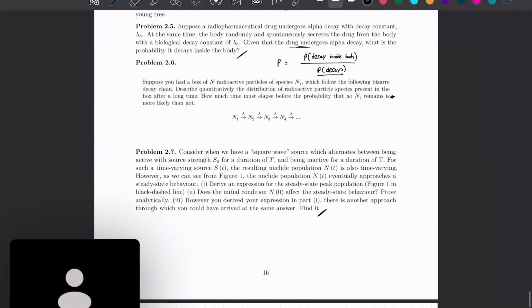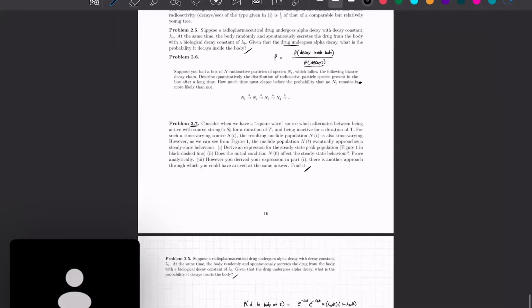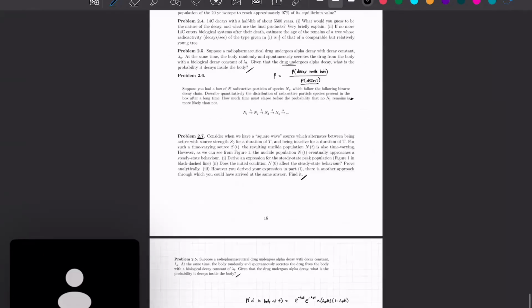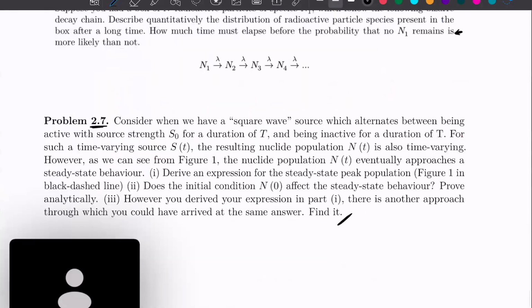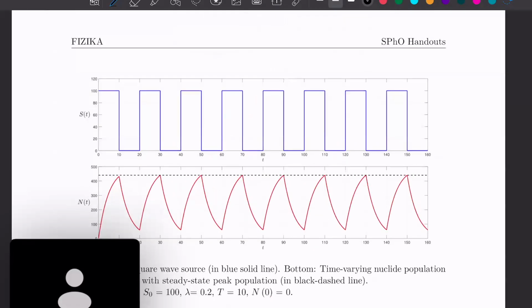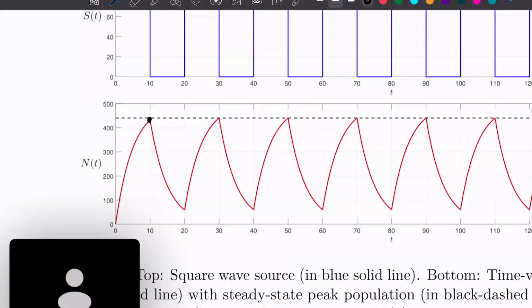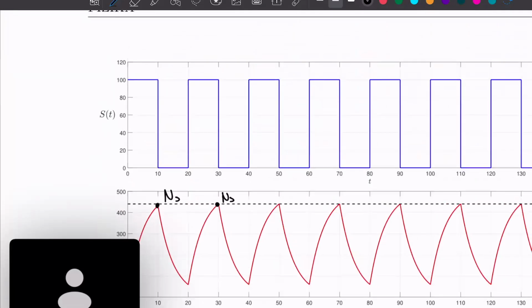Okay, so this one is a bit more tedious. Given that we don't really have much time, maybe I can just give the thought process. First part, I think I changed the ordering, so now it's derive the expression for steady state peak first. So the steady state peak, let's say this is NS. This is NS also, because this is steady state already. The scenario here is that we turn off the source, then turn on the source, turn off the source, turn on the source.